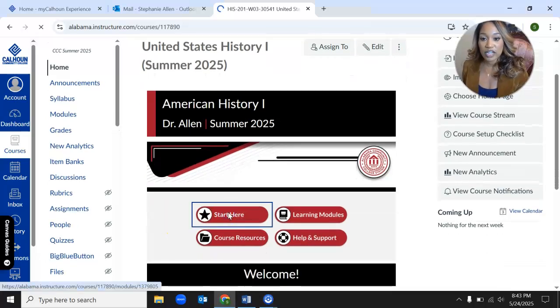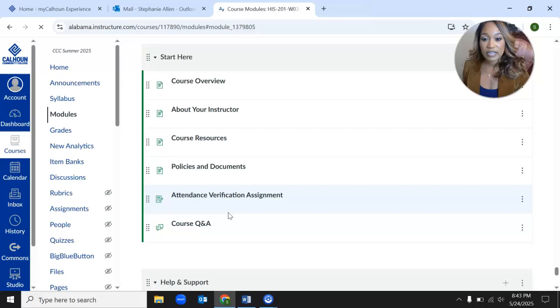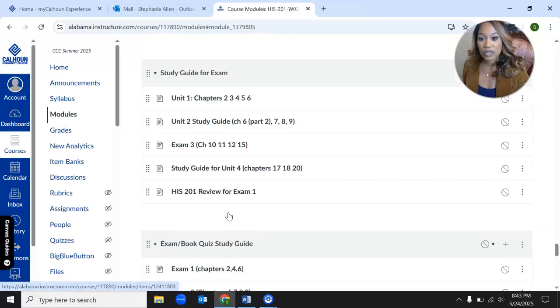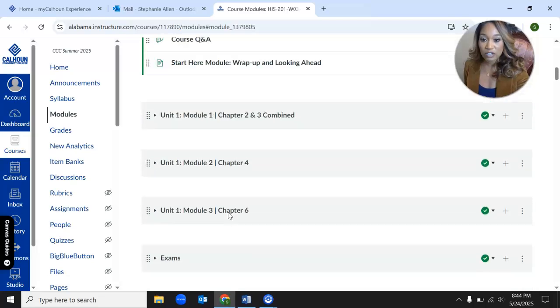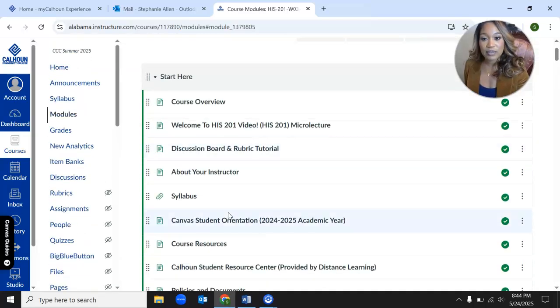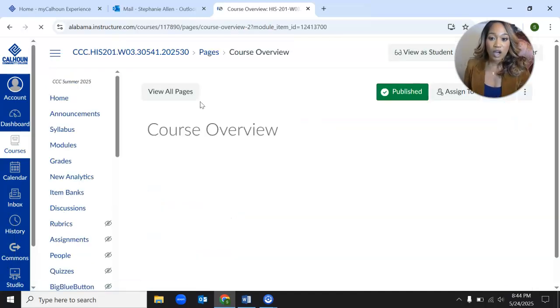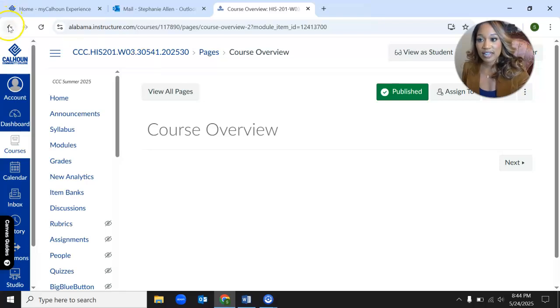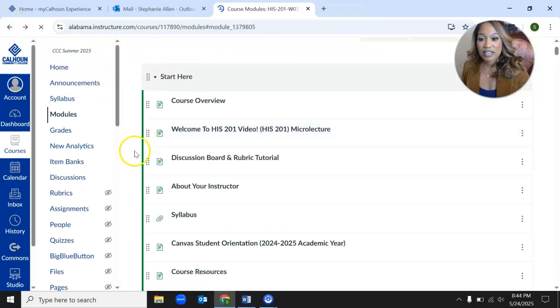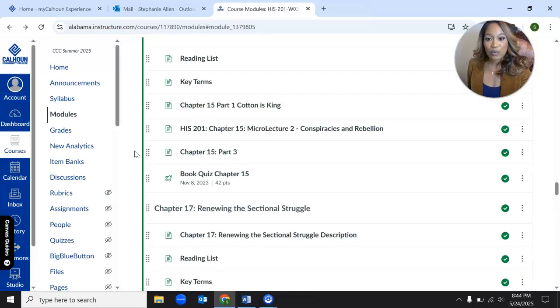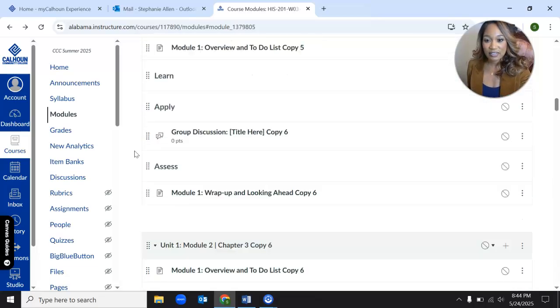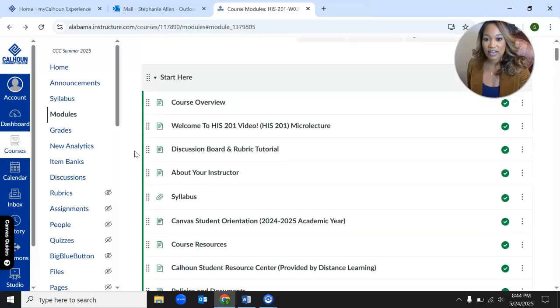So we have a Start Here button. The Start Here button is going to link you to our Start Here module. It's a lot happening in that course shell, huh? It gives you a course overview. Course overview, again, is something that I've already told you, just that idea that this course covers from the Amerindian population all the way to the end of the Civil War, so 1865.